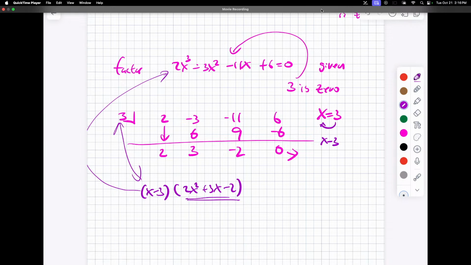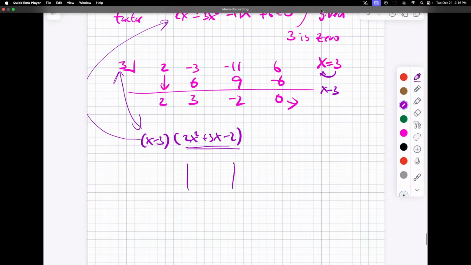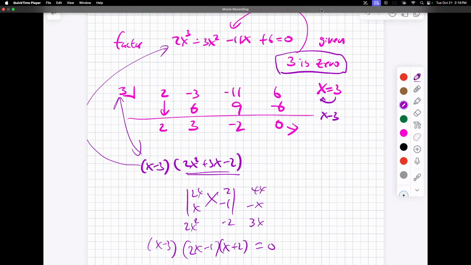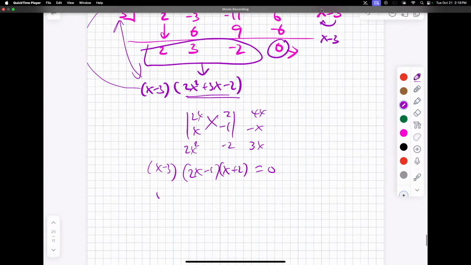So now, can I factor more? Yeah, of course. This is going to be 2x squared minus 2, 3x, 2x and x, 2 and 1. This is a 4x and negative x. So it'll be 2x minus 1 times x plus 2 and then x minus 3. It turns out if I give you 3 is 0 and we say it's 0, that makes this become this. And you can actually evaluate all the zeros now.